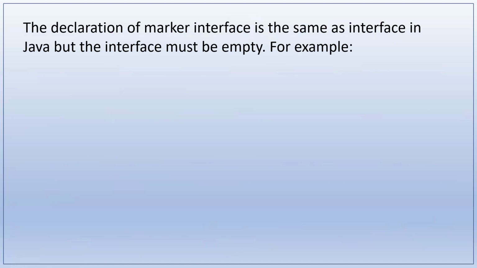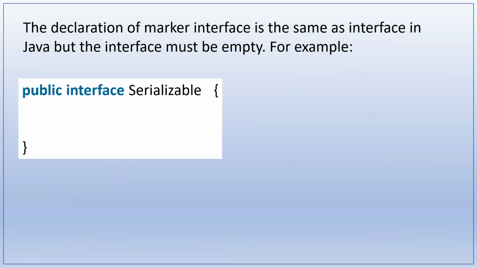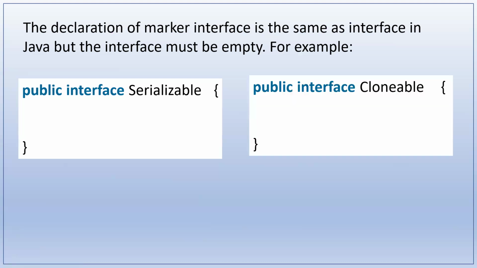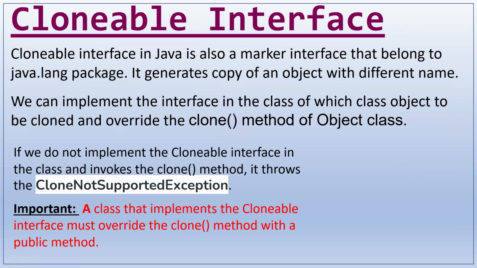If we talk about the declaration of a marker interface, it is the same as an interface, the only difference being that it is an empty interface, like Serializable and Cloneable. We will talk about the Cloneable interface first. The Cloneable interface in Java is also a marker interface, and it resides in the java.lang package.